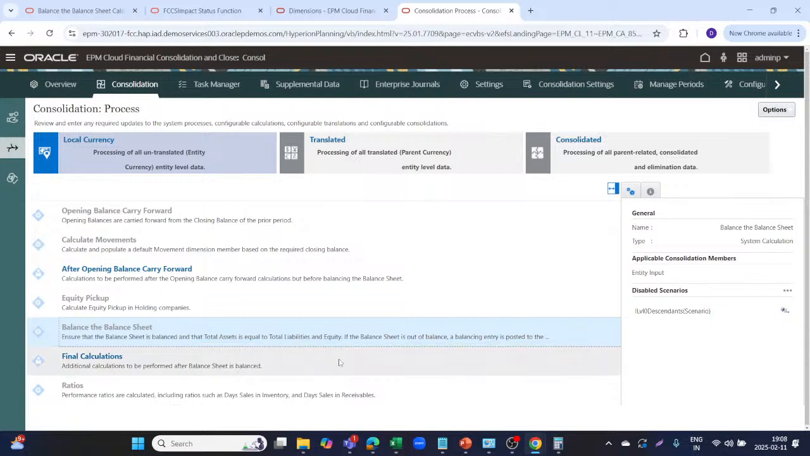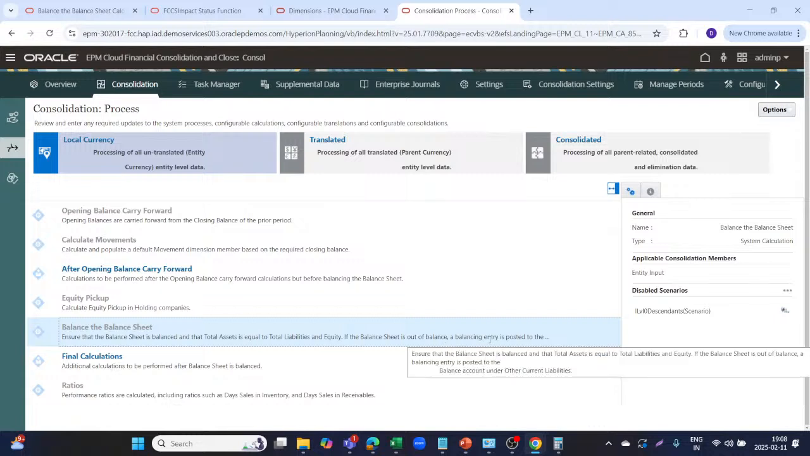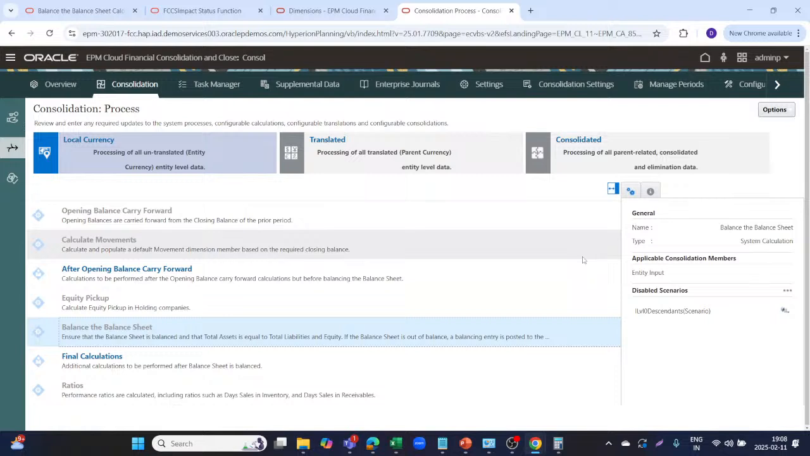If the balance sheet is out of balance, a balancing entry is posted to the Balance account under Other Current Liabilities. So you can see here, this is the predefined rule, and the name of this rule is Balance the Balance Sheet. The type is system calculated. The consolidation member applicable to this particular process is Entity Input. These are the disabled scenarios, that is level 0 descendant scenario, so all the scenarios used here are disabled.